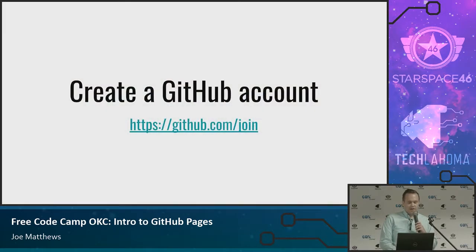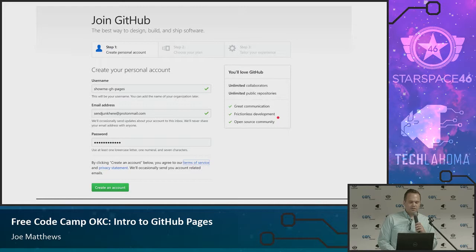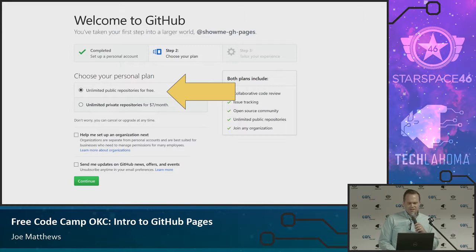So bear with me while we go through this, and you can join GitHub by going to github.com/join. All right, and so for these examples, it's a little hard to see, I know, but it's show-me-gh-pages, and that's the username I chose for all these examples. And I got the email address and the password, and so we move on to step 2, which is to choose your plan. Let's go with unlimited public repositories for free. We should be open. We should share our software.